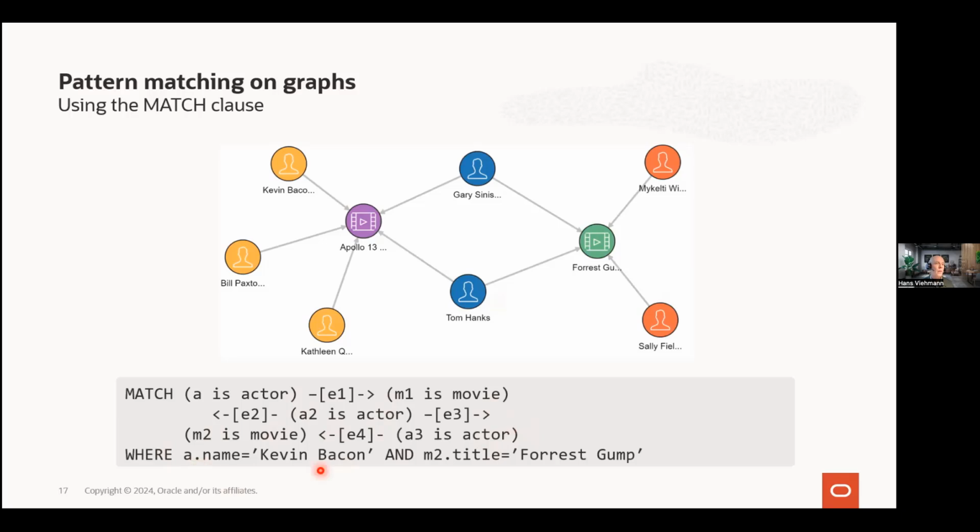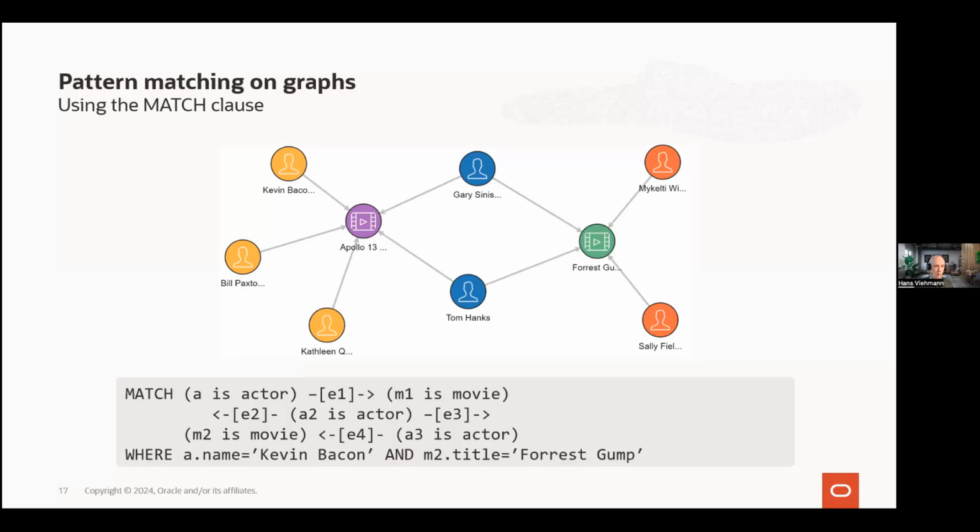Here in this case, I'm starting with the actor. So a.name is Kevin Bacon, and M2 title, which is the second movie in here, is Forrest Gump, right? That gives us a pattern which is relatively lengthy, right?